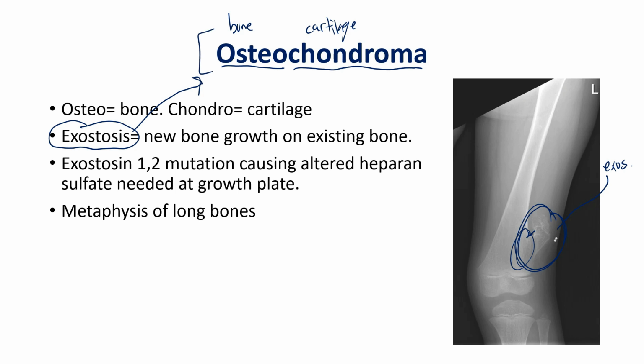So what causes this? It's going to be pretty simple. Exostosin 1 and 2. Just as we see exostoses in this type of bone tumor that often presents, you will have a mutation in exostosin 1 and 2. And that's going to cause altered heparan sulfate production or differentiation that's needed at the growth plate specifically.